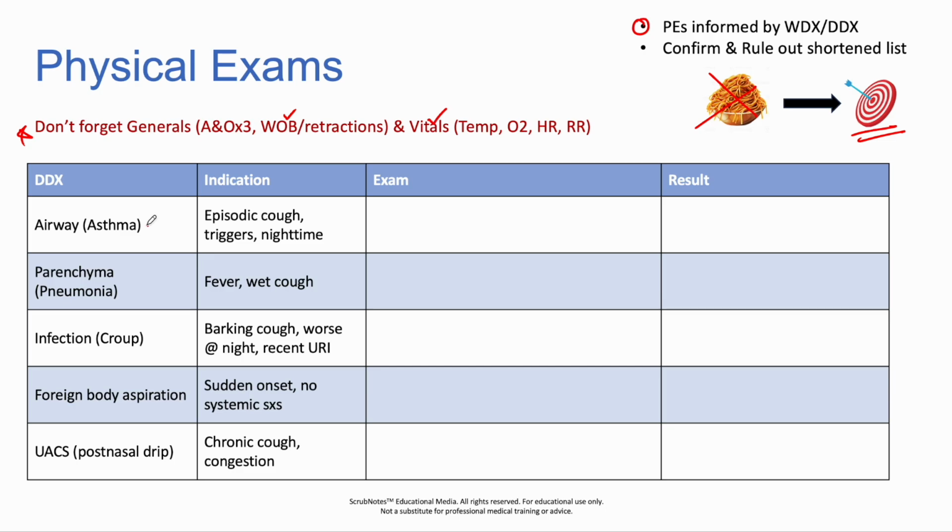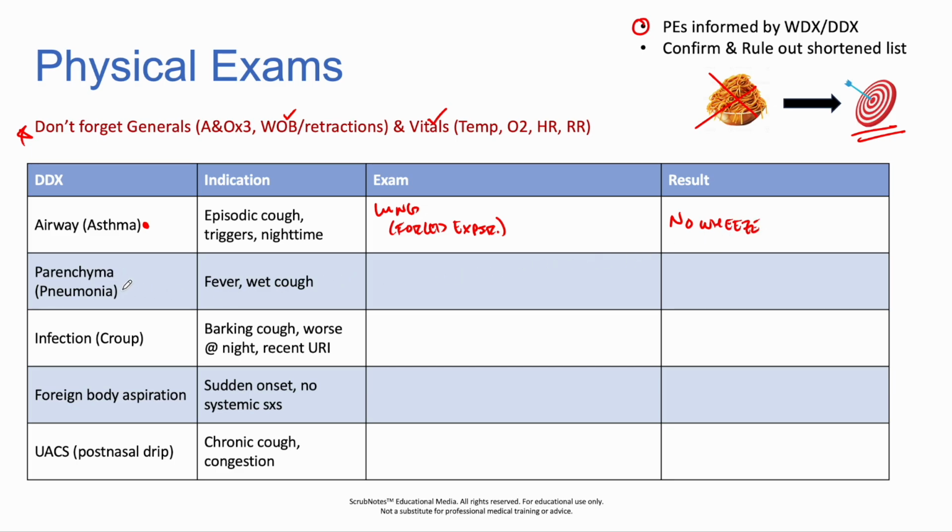So if we were suspecting an airway obstruction or asthma, that would be indicated by episodic cough. There'd be triggers, especially at nighttime. So we definitely want to do a lung exam and examine forced expiration. For our patient today, let's say that there was no wheezing and this was negative.